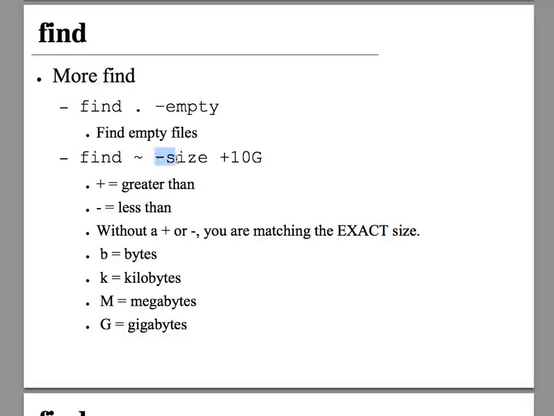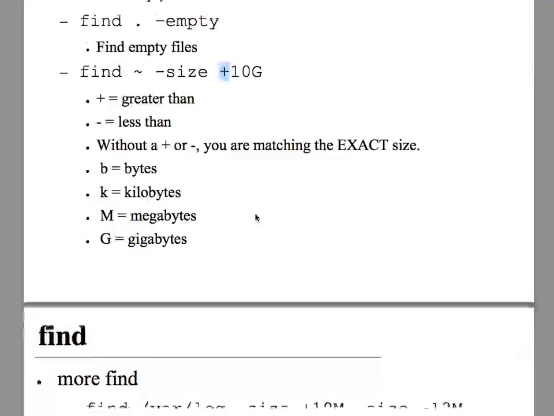Okay, the dash size. So let's say we're looking for very large files. Here we're saying 10G, with G indicating gigabytes. Notice the plus here. The plus says greater than. The minus sign is for less than. So if this was a minus, this would indicate less than 10 gigabytes. If you don't have a plus or a minus, that means exactly 10 gigabytes, and that's probably never going to be what you mean. You're usually going to have a less than or a plus there.